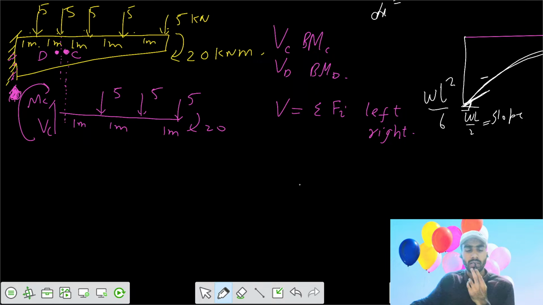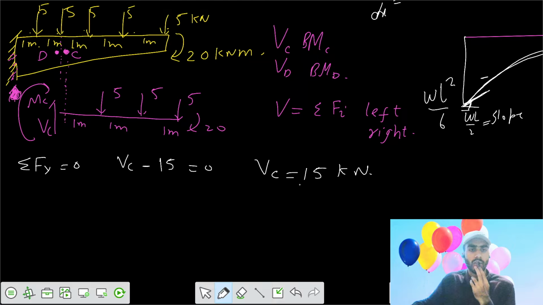We can write the summation equation of static equilibrium, summation Fy equals 0. Then we have Vc upwards, and minus 15 acting downwards equals 0. So your shear force at C equals 15 kilonewton. Now if you want the moment at C, summation of moments at C equals 0. Then we have the bending moment at C clockwise, and the effect of all those loads are also clockwise.